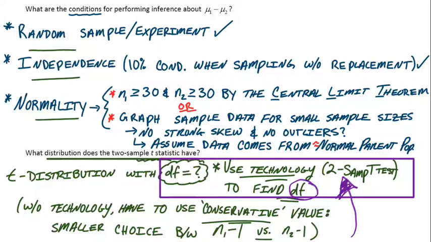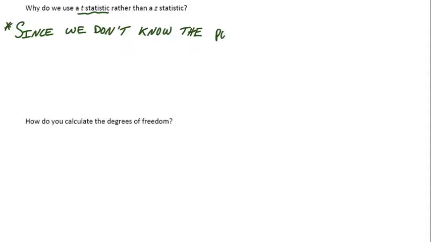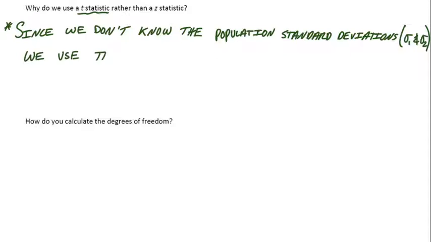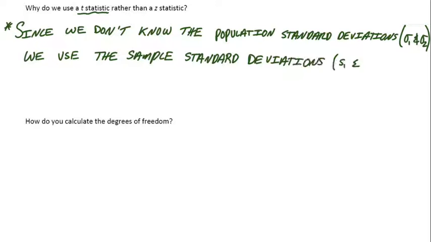Okay, so the next part here talks about why we use a t-statistic rather than a z-statistic. If you still remember this, the truth is still the same, and it's because we don't know the population standard deviation. We don't know what sigma is, and we won't know what sigma is. We have to use the sample standard deviation, which we usually represent with little s. So that's why we have to use t-scores here rather than z-scores.